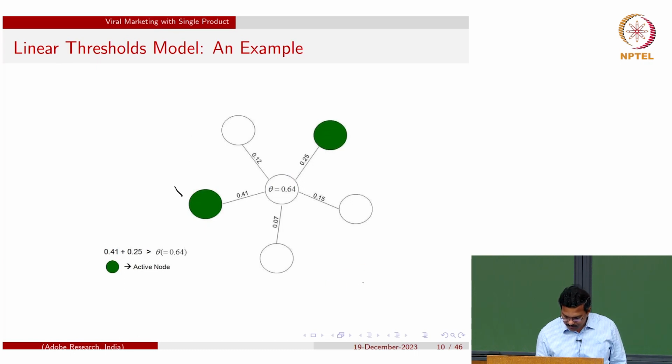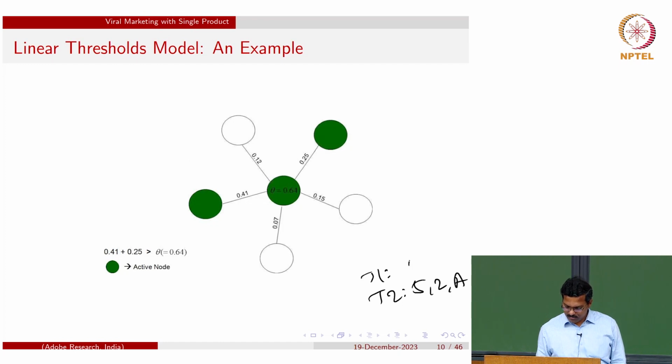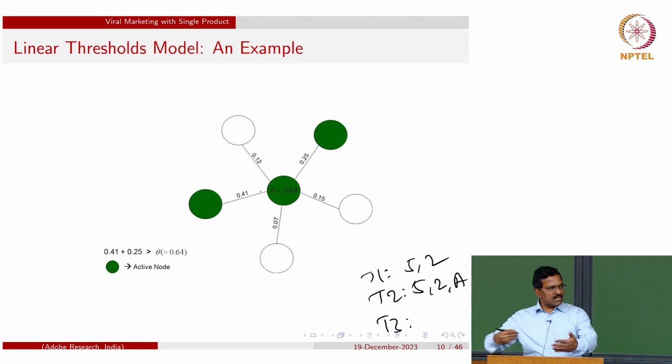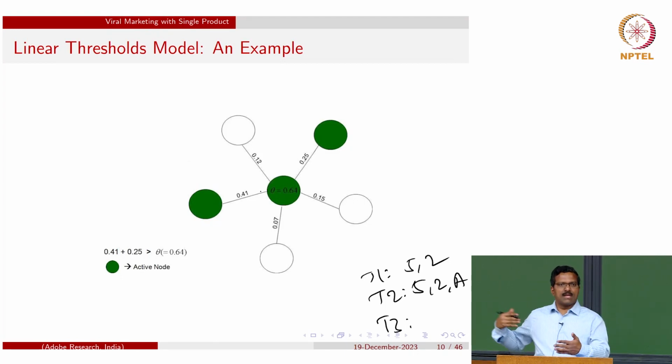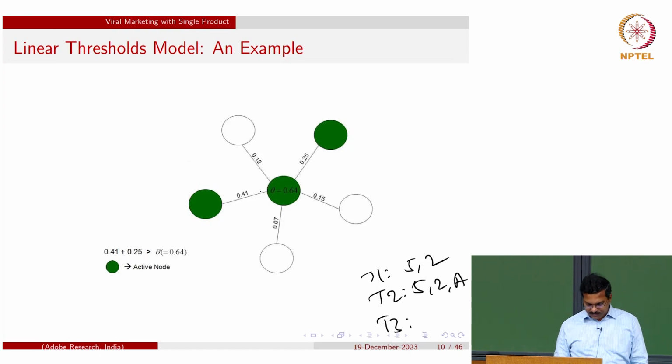At time T1, 2 and 5 are active. At time T2, 2, 5 and person A are also active. That's what it is, T2. So like this, in time T3, all these three together try to influence their neighbors. That's how the set of active nodes expands. So this is the linear threshold model.